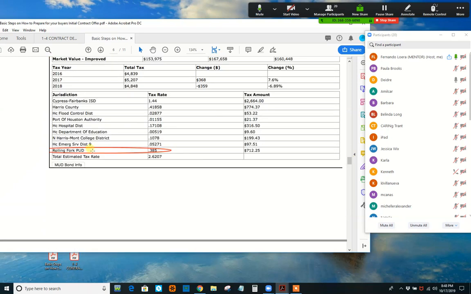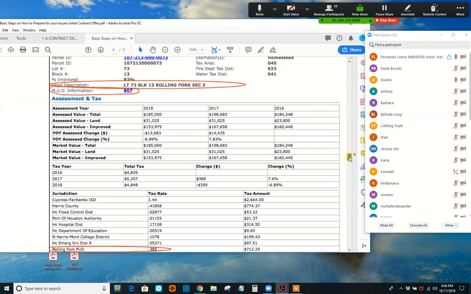Here again, you can see this is Rolling Fork PUD, which means Public Utility District. And the taxes that they charge is 0.385 for every 100 in value. So you can calculate how much the MUD charges for that. Okay, so this is really helpful.